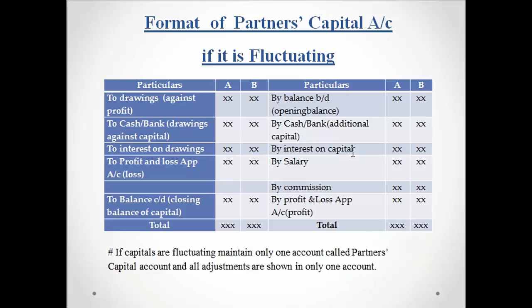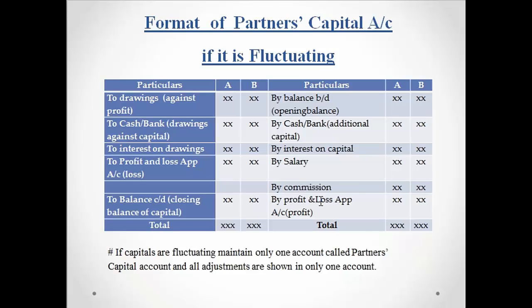Okay, and why are we crediting the partner's capital account? Because when the firm is providing interest on capital to the partner, their capital balances are going to increase. When capital is increasing, liability is increasing. That is why the partner's capital account is given credit in the journal entry, and the posting will come by interest on capital in the partner's capital account if it is fluctuating. And the amount of interest on capital is taken separately for A and B, like this. Look at the next item, by salary, and the amount is taken separately for A and B, by commission, and the amount is taken separately for A and B.